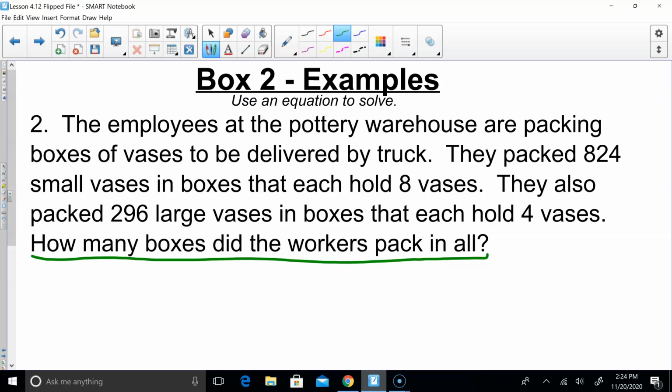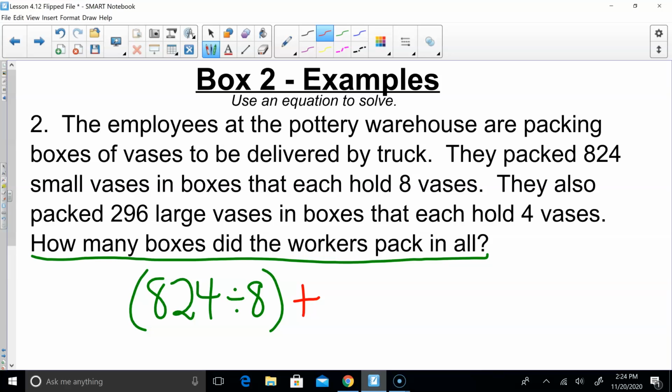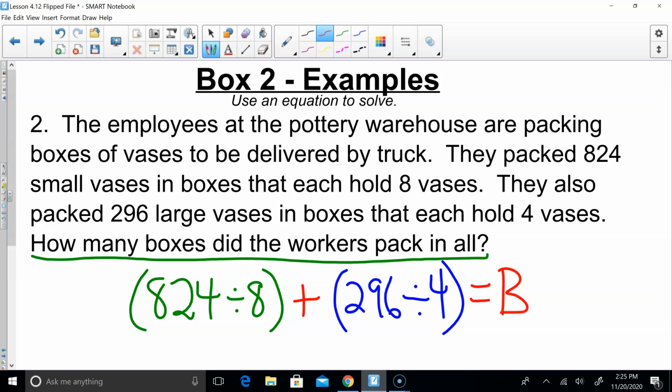So for a start, the boxes are to be delivered by truck, they packaged 824 small ones in boxes that each held 8 vases. So each box would hold 8, so I'd be dividing by 8. That would be my small vases. And I want to know how many boxes the workers pack in all, so I'm going to add the number of large vases, which was 296. And they said in boxes that each held 4, so I'd divide that number by 4. And when I'm done, this would equal B for boxes.